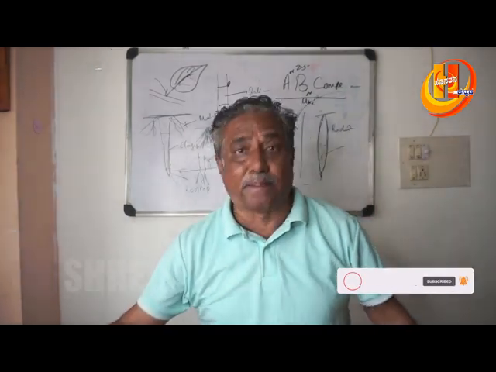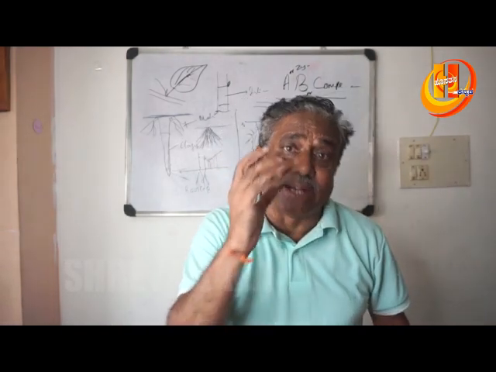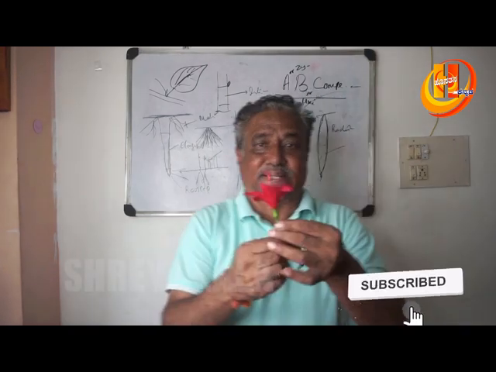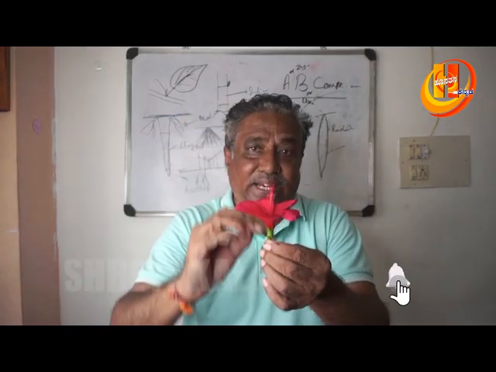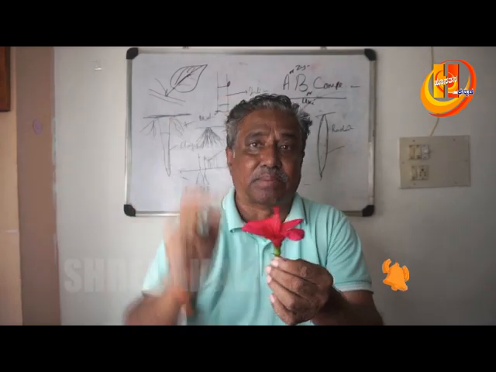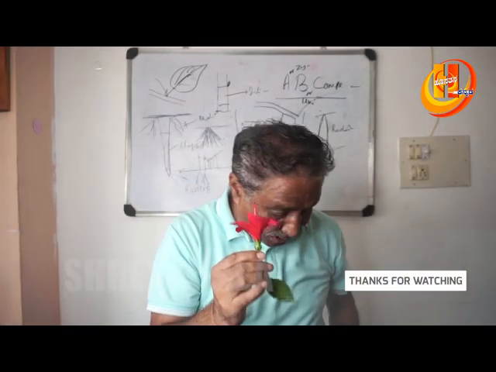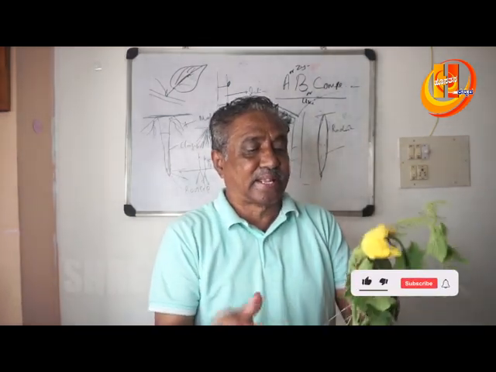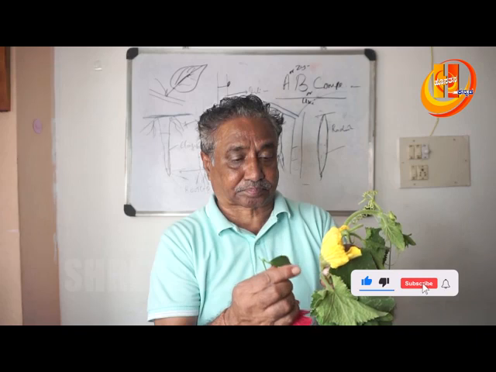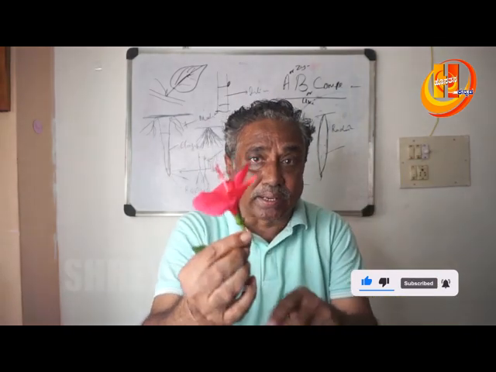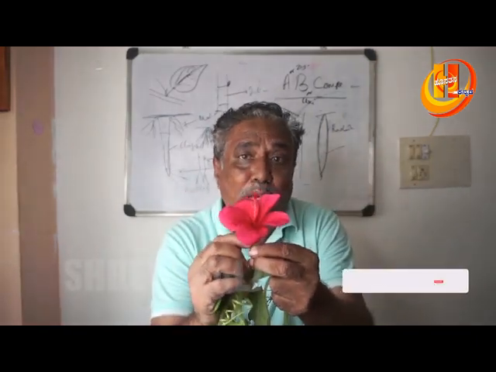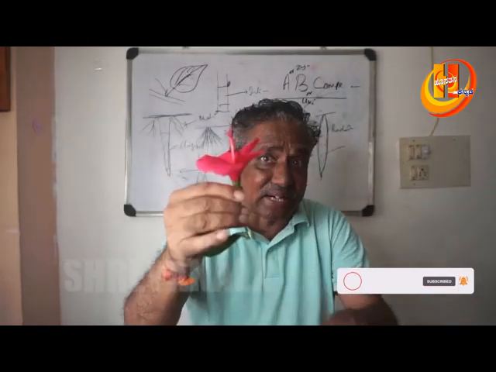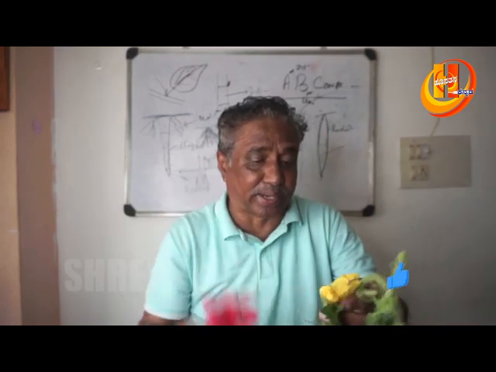Coming to hypogynous, epigynous, perigynous. If the floral parts arise from below the gynoecium, so the gynoecium comes above, such flower is called hypogynous flower.